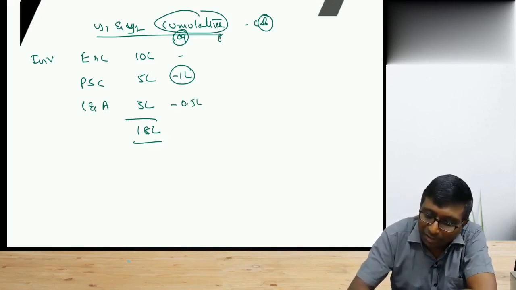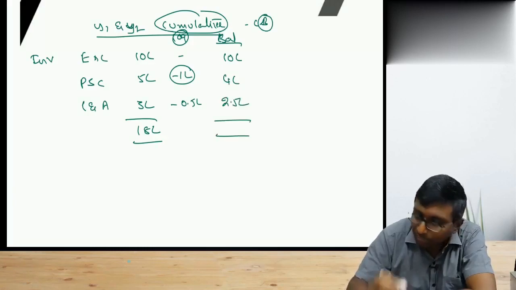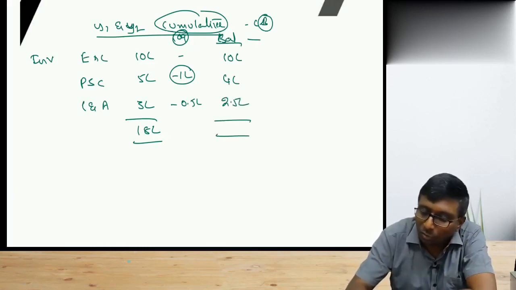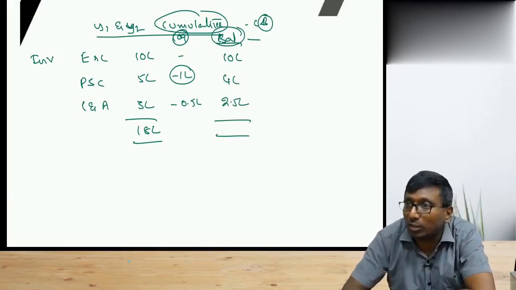Correct now. What is the balance of it? What is the balance? Here 10 lakh will come, here 4 lakh will come, here 2.5 lakh rupees has come. Now, correct. This is cumulative, balance cumulative. It is not only for one year, year two, nothing. Year 1 and 2, both together.